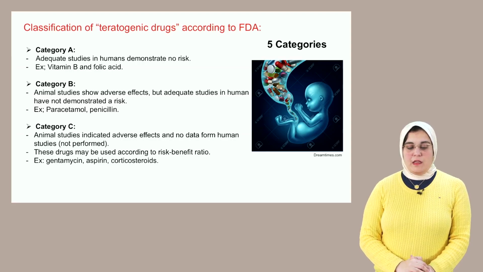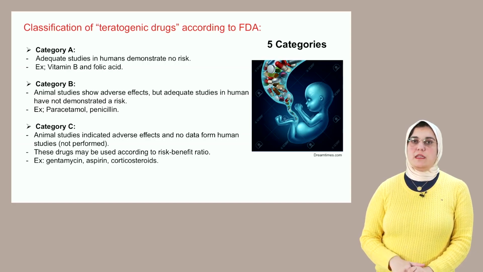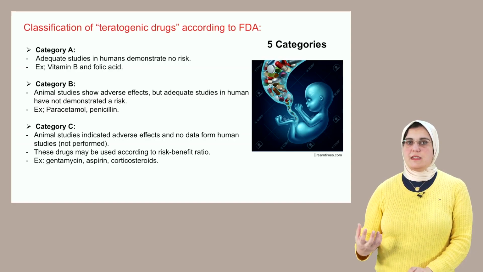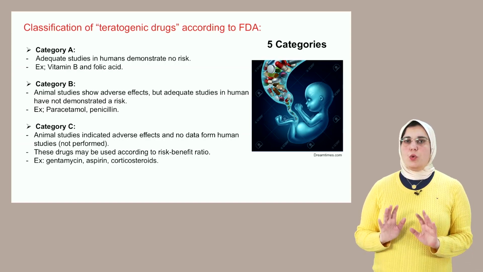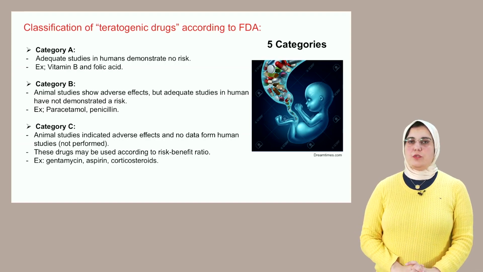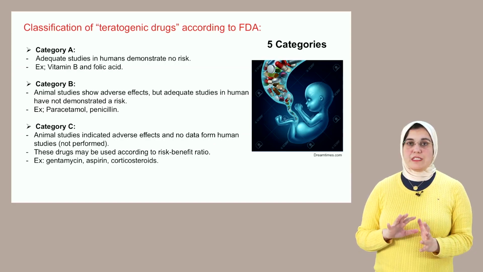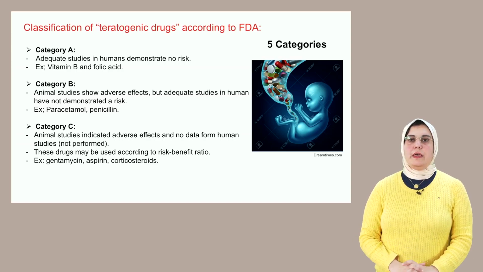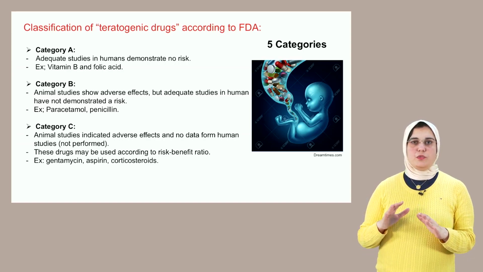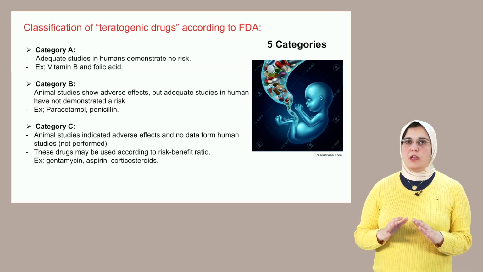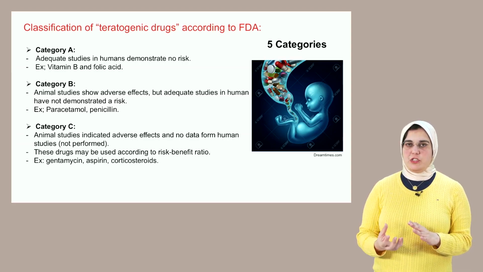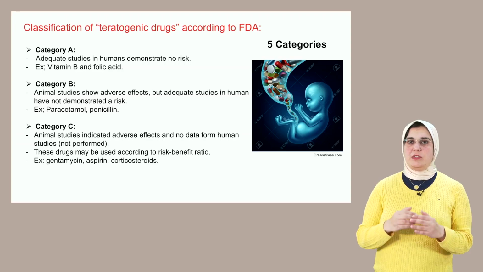Category C, the animal studies indicated adverse effects, but still no data for human studies. It means it has not been tested yet in humans. So we don't know what the actual effect of this drug is in a pregnant female. So these drugs are taken according to what is called the risk-benefit ratio. It means we have to discuss with the medical doctor, is it truly beneficial to give this drug to the patient at this time?